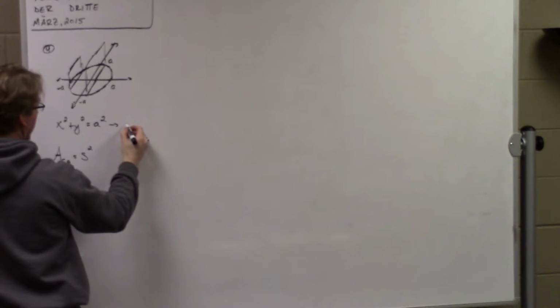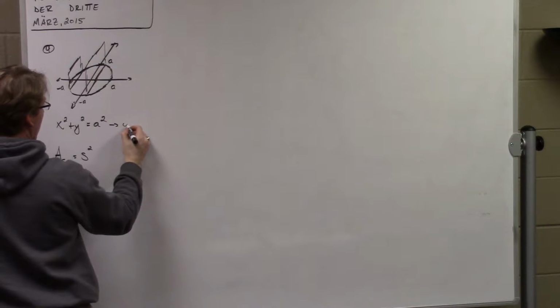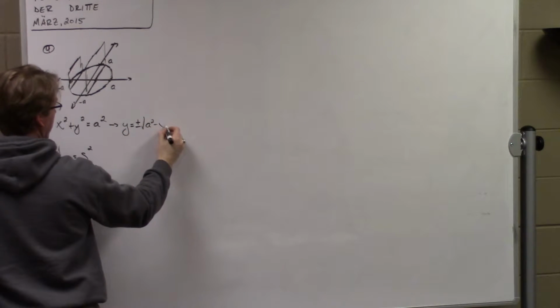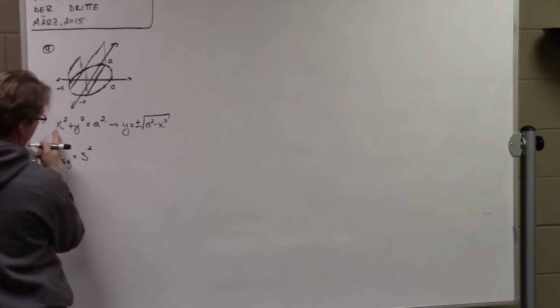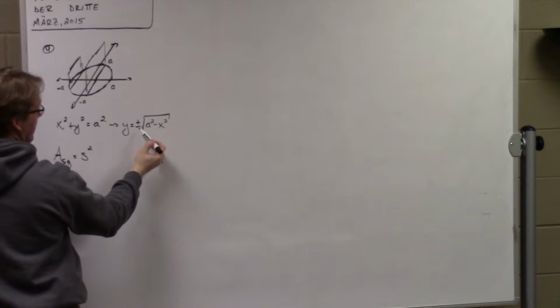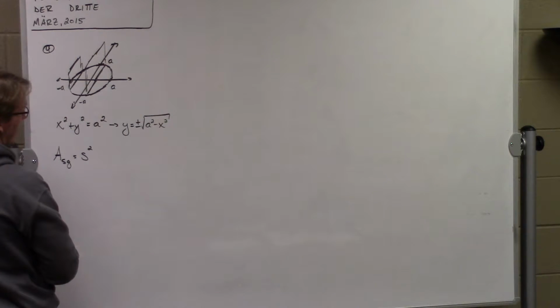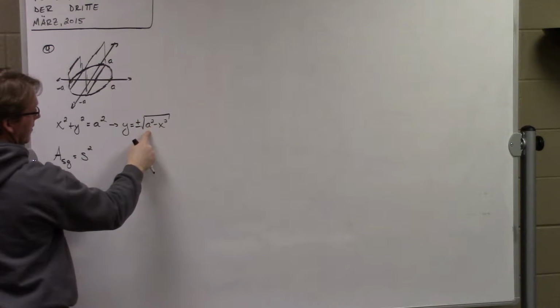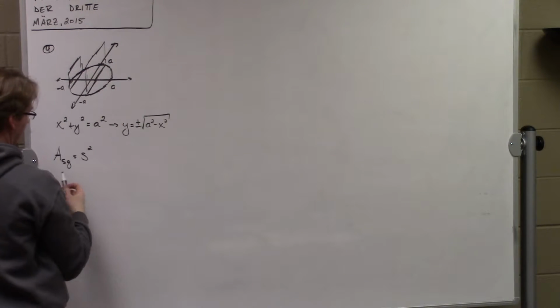Well, if we solve it for Y, we get Y is equal to plus or minus the square root of A squared minus X squared. And all I did was bring the X squared over and then take a square root. The top half of it is the positive and the bottom half of it is the negative. The length of that base, one side, is just going to be 2 of these, the top and the bottom together.